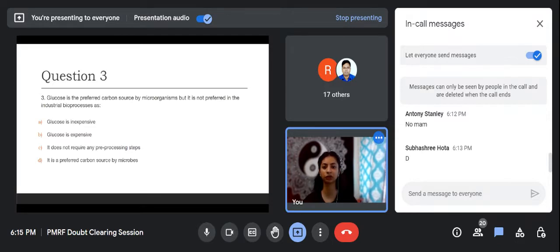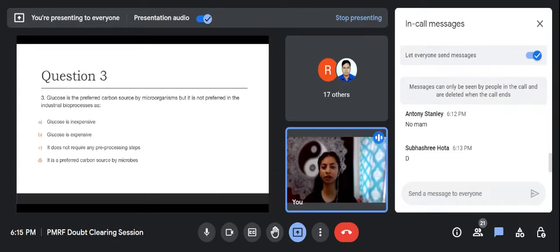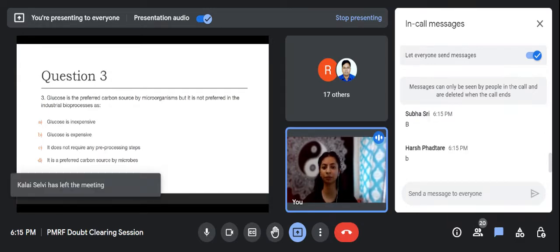So the third question is, glucose is the preferred carbon source by microorganisms, and you know the reason: glucose is the starting substrate in glycolysis, which is one of the energy deriving metabolic cycles in all cells. But it is not preferred in industrial bioprocess. The options are: glucose is inexpensive, glucose is expensive, it does not require any pre-processing steps, and it is a preferred carbon source by microbes. So why do you think it is not preferred in industrial bioprocess?